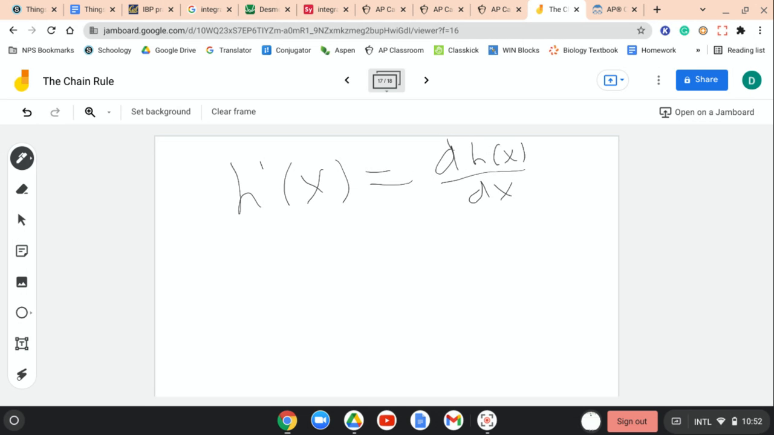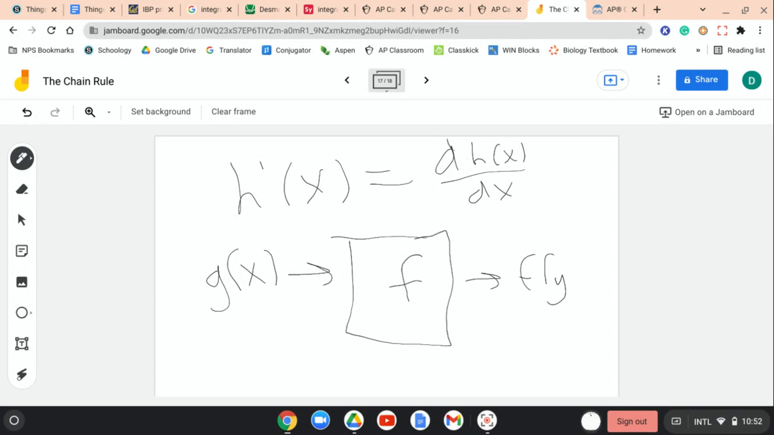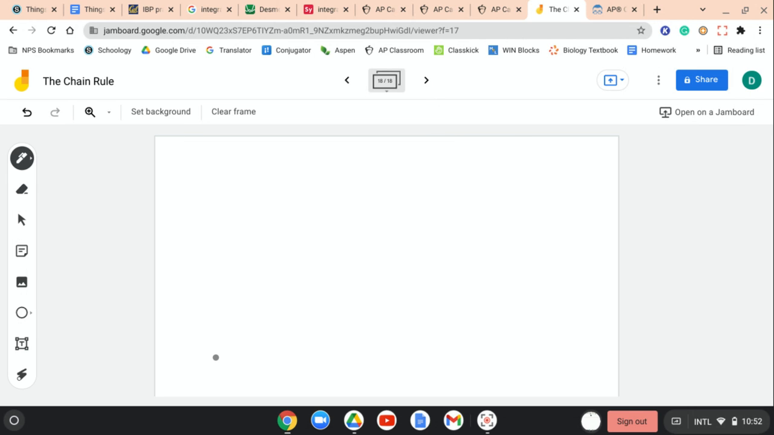So now I'm going to label a function diagram to show you what our function f of g of x is doing. It's using some function f, and f is taking g of x as inputs and spitting out f of g of x. That's what f of g of x does, because we know that h of x takes in x as inputs, so f of g of x takes in g of x as inputs and spits out f of g of x.